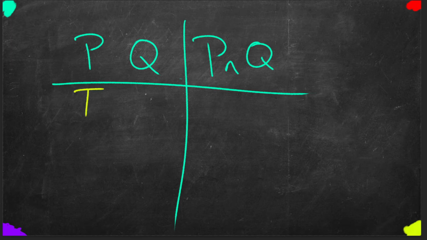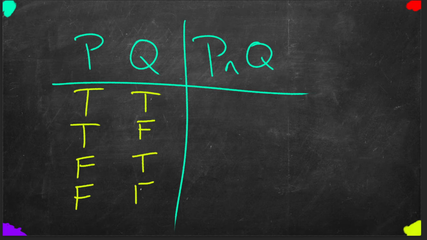Well, P could be true and Q could be true. P could be true and Q could be false. P could be false and Q could be true. And then P could be false and Q could be false. So in terms of our interpretations, we have 1, 2, 3, 4.